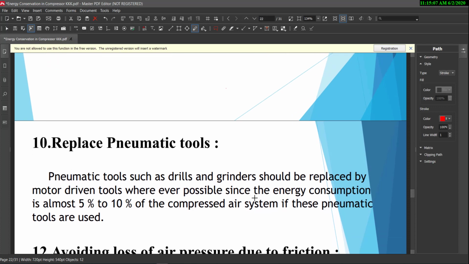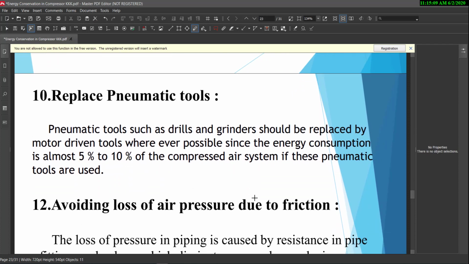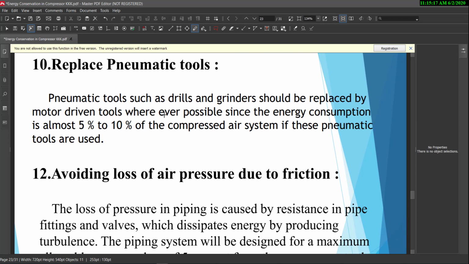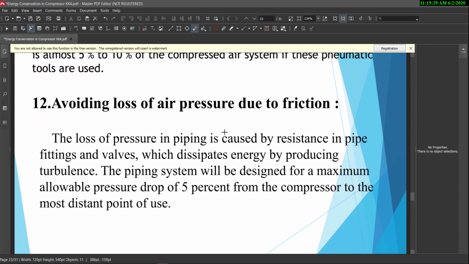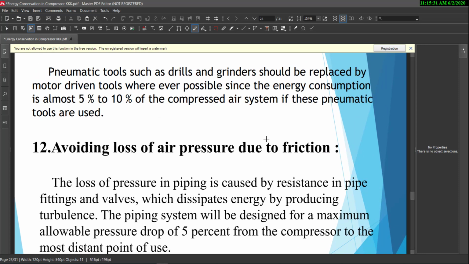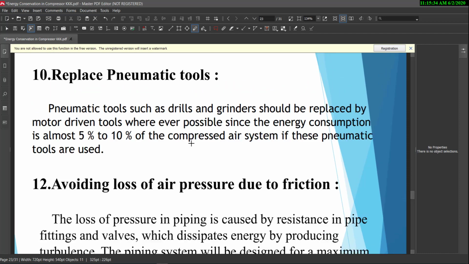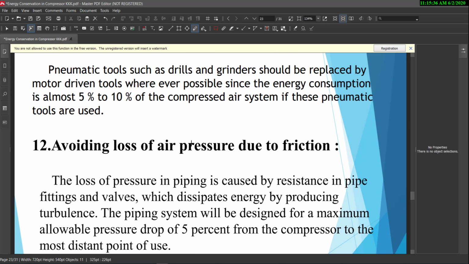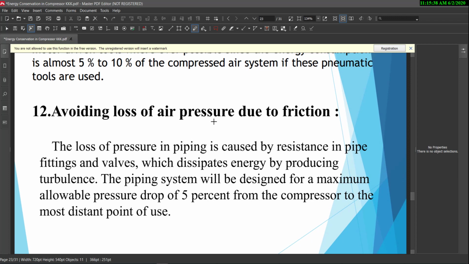And the next one, the 10th one, is replacement of pneumatic tools. Pneumatic tools such as drills and grinders should be replaced by motor driven tools wherever possible, which will correspondingly improve the energy consumption in a compressed air system. Also, avoiding loss of air pressure due to friction is one of the factors to be considered.